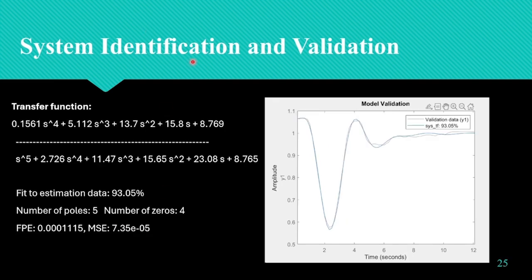And for the third step response, we can see the transfer function written here, and again the number of poles is 5 and the number of zeros is 4, and the fit to estimation data is 93.05%, and FPE and MSE values are written here.